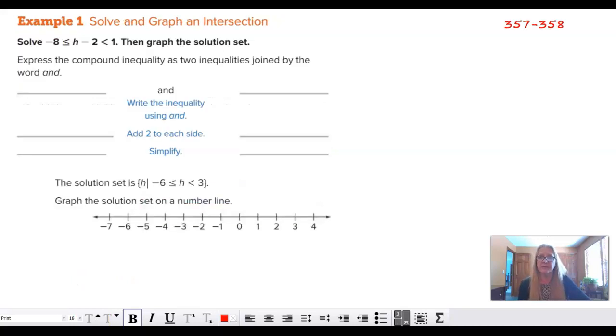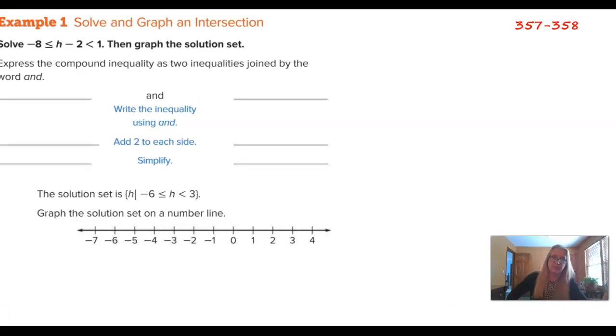Okay, here's example 1. This is on page 357, running on to 358. And here we're going to hope this graphic drawing tablet is going to work nice. Here we have solve -8 is less than or equal to h minus 2, which is less than 1. Then graph the solution set. Okay, here goes nothing. Let's hope.